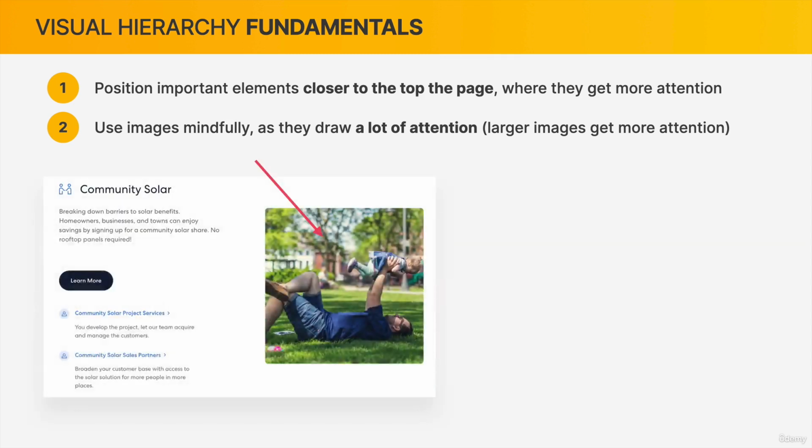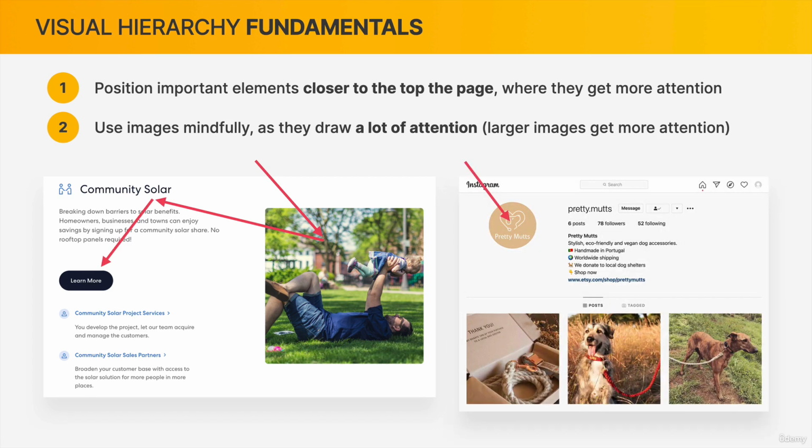So in this small component, the attention will probably immediately fall on the image and only then go to this heading and then to the button. And so if we really wanted our user to read the text, then maybe we should consider not using the image at all or making a smaller image, because smaller images draw a little bit less attention.